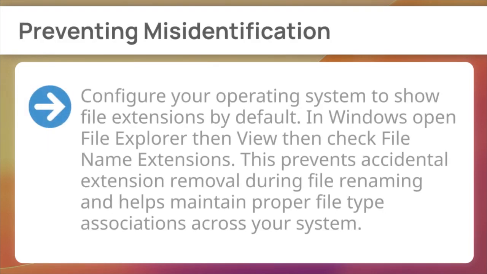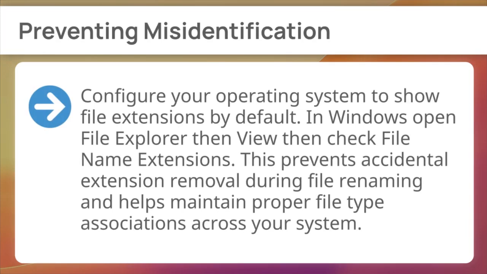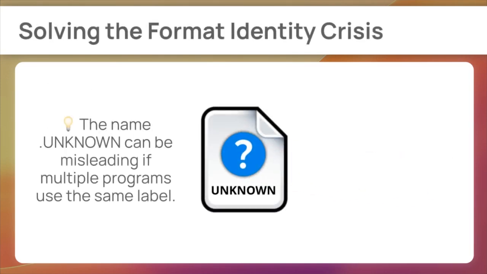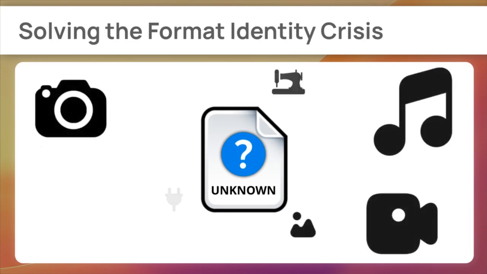Finally, preventing misidentification. Configure your operating system to show file extensions by default. In Windows, open File Explorer, then View, then check File name extensions. This prevents accidental extension removal during file renaming and helps maintain proper file type associations across your system. If compatibility checks failed, it is likely because the file extension name is shared by different developers for unrelated formats, causing your PC to use the wrong reading language.